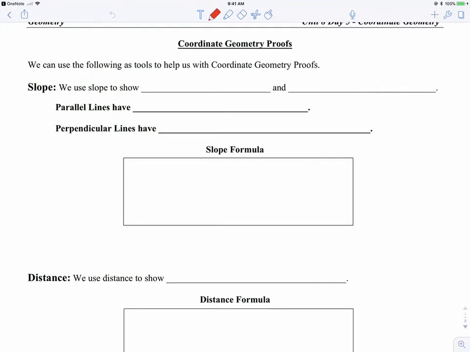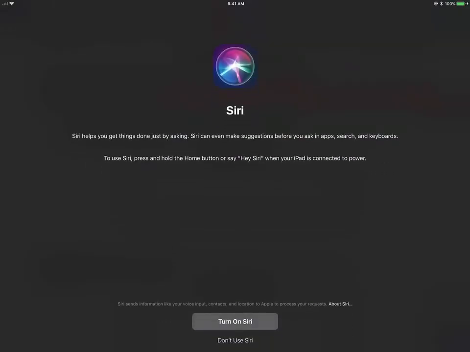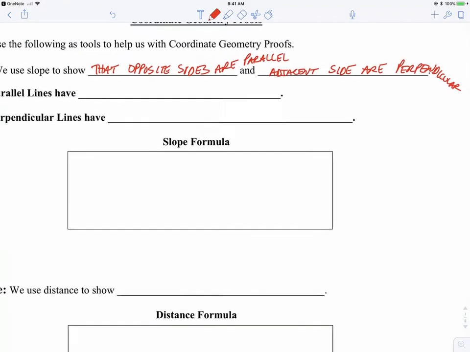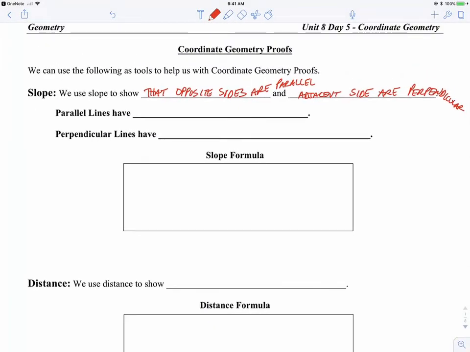So first for slope, I'm going to speak specifically about proving quadrilaterals. We use slopes to show that opposite sides are parallel and adjacent sides are perpendicular. And you should be taking notes along with me as we go here.